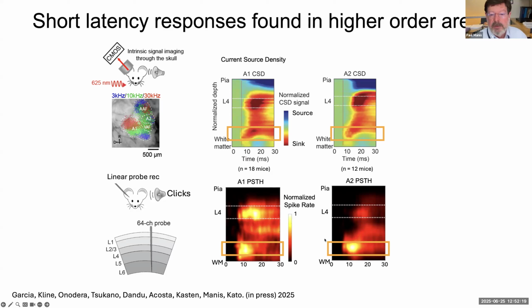The same thing is seen if you look at single unit or multi-unit data. The latency matches up with the current source density latencies and occurs earlier. So where is this coming from?